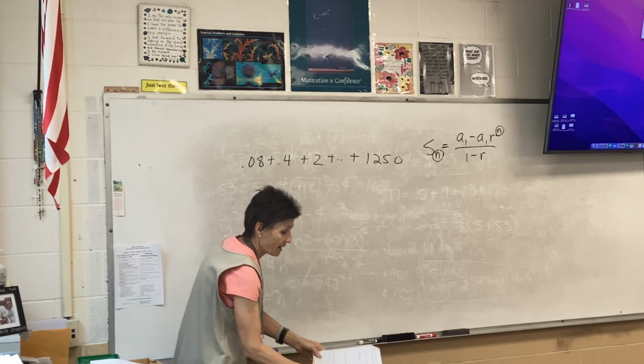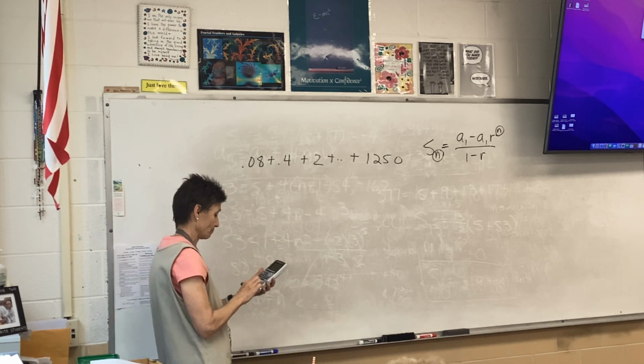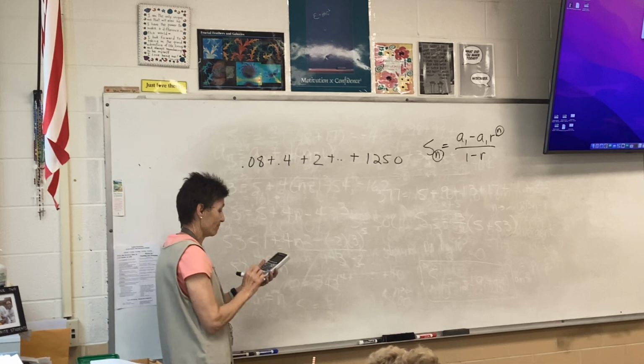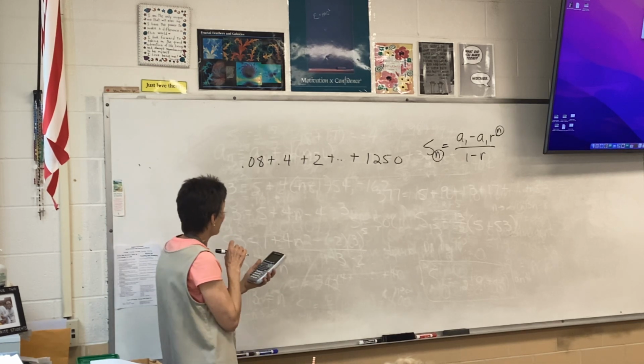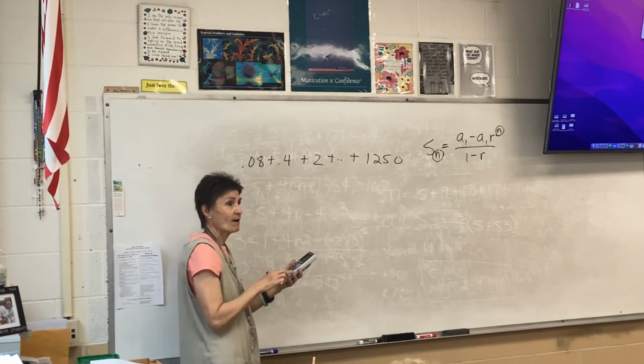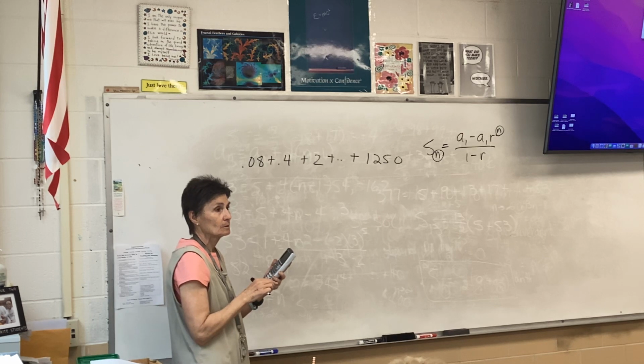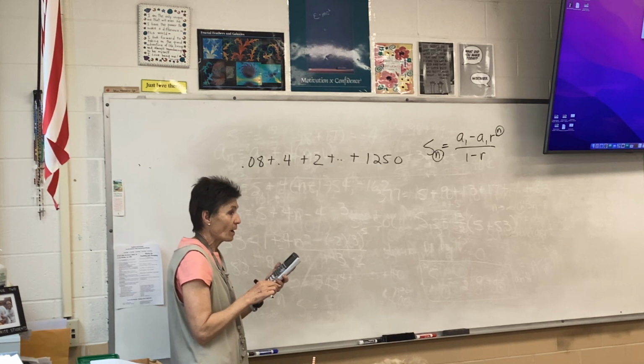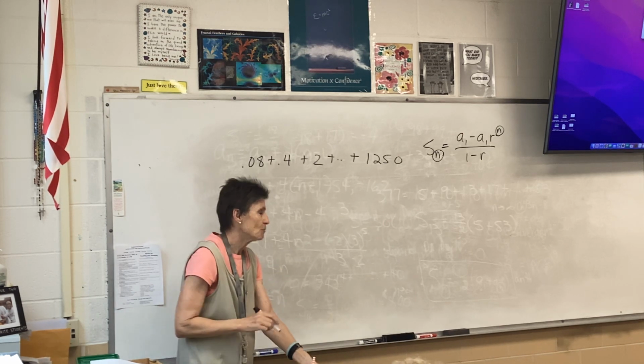Take 0.08 times 5. And do we get 0.4? Yes. And then if we take 0.4 times 5, do we get 2? So I think he's right. Now, Hugh, how did you figure that out?